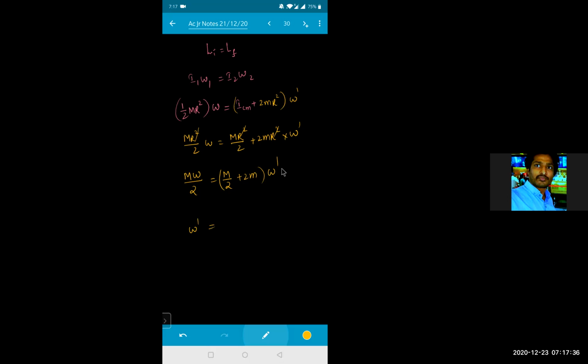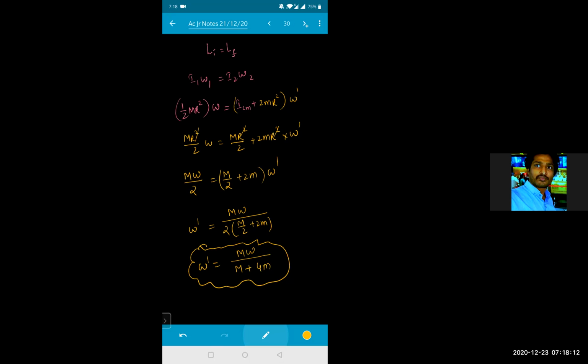So omega dash will be equal to how much? M into omega divided by 2 into (M by 2 plus 2 times of small m). If 2 will go inside, this will become M into omega divided by 2, and 2 will get cancelled. So this will be capital M, and 2 and 2 will get multiplied, so this will become 4m. So omega dash, the angular velocity, is equal to M into omega divided by capital M plus 4 times of small m.